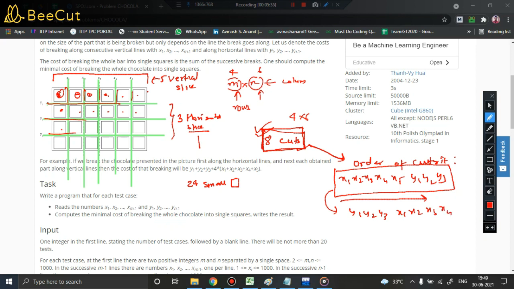So how many permutations will be there? Basically this has 8 cuts, so 8 factorial permutations. So a huge number of combinations are there. Now why am I interested in this? Because the question strictly mentioned that for each cut there is a specific cost associated with it.